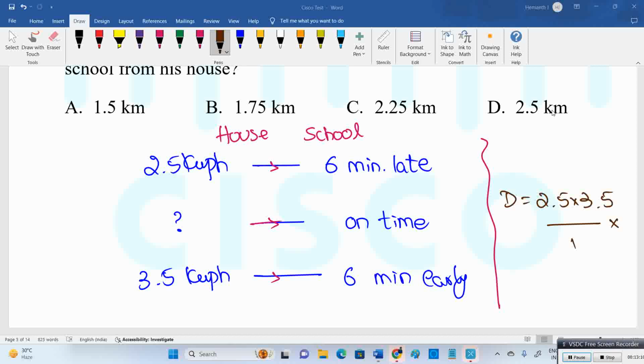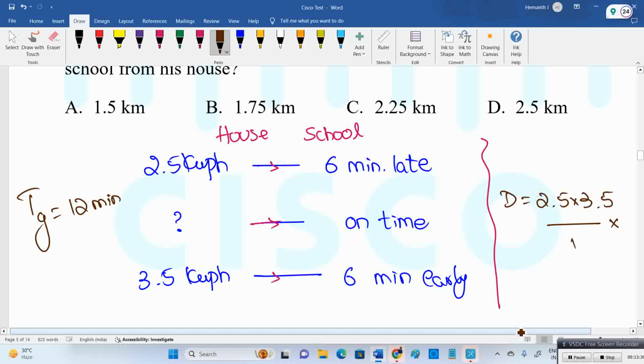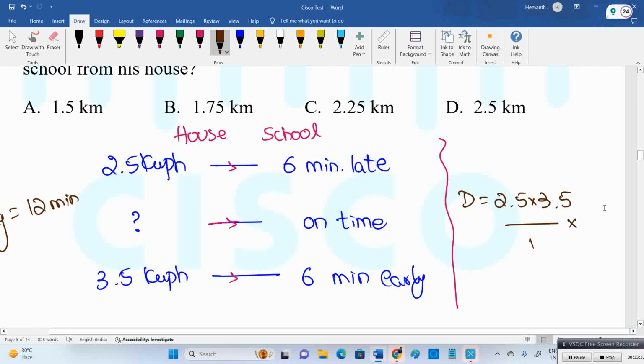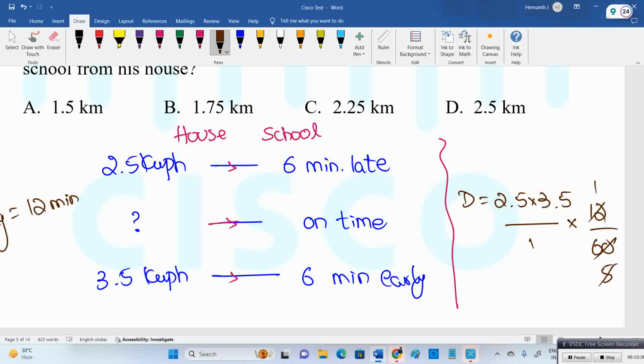Time gain here is 12 minutes, but I'm converting to hours because speed is in which units? Kilometers per hour, and distance they're asking in kilometers. So timing must be in hours. Time gain is 12 minutes here, but in terms of hours we can divide by 60. So 1, this is 5 times, this is 0.5 times.